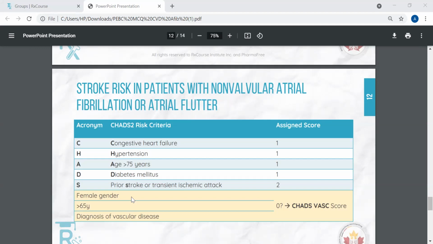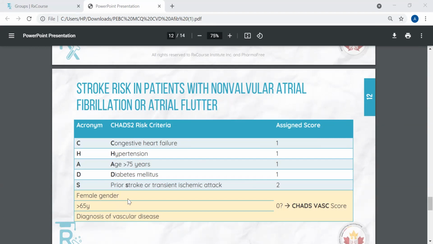Okay, so the one we need here is the CHADS2 risk score. And this risk score determines which stroke prevention medication I need to use in a patient. Okay, C, congestive heart failure, H, hypertension, A, age more than 75, D, diabetes, S, prior stroke or transient ischemic attack. There is another score called the CHA2DS2-VASc score, and it adds three criteria to these.